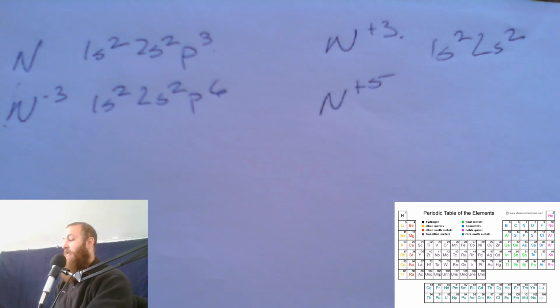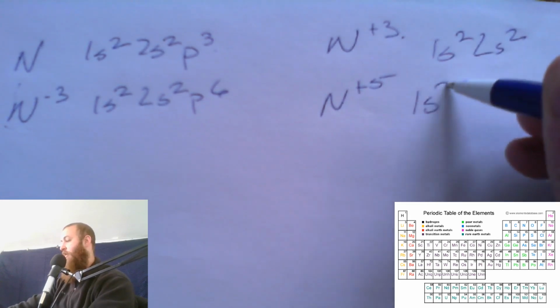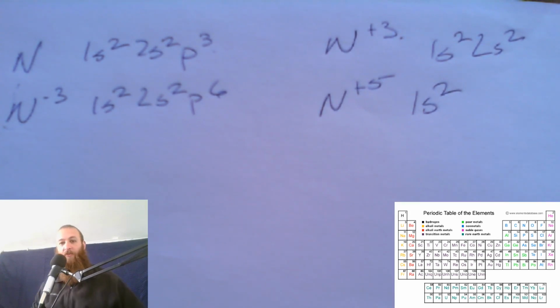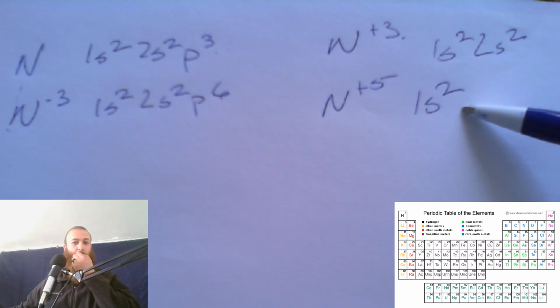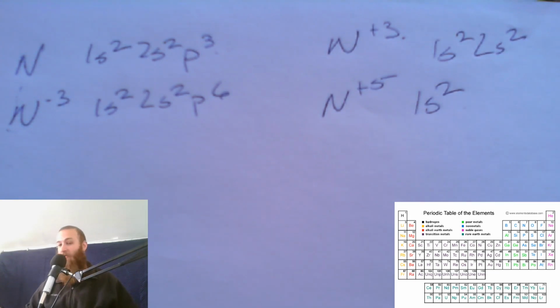Now, nitrogen +5 is very common, not for us at this level, but it is valid for us. It's very stable. You take 5 away, and you just get 1s2. So everything's filled, everything's empty, and this is like a noble gas. This happens to be helium. So hopefully that makes sense.